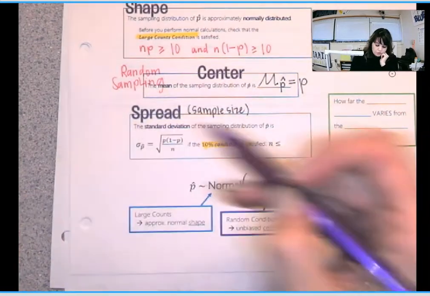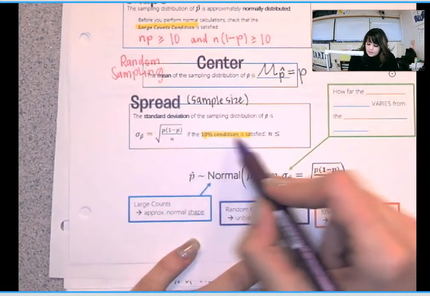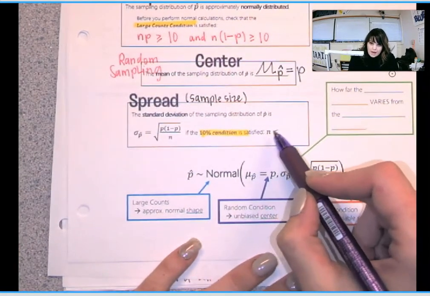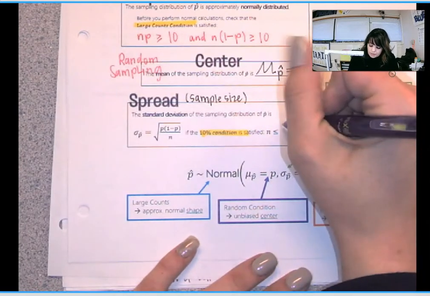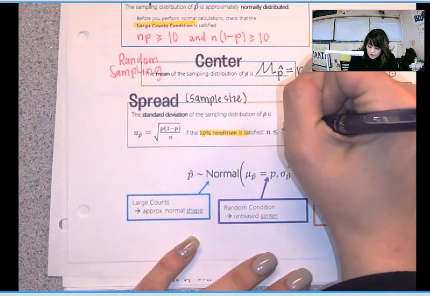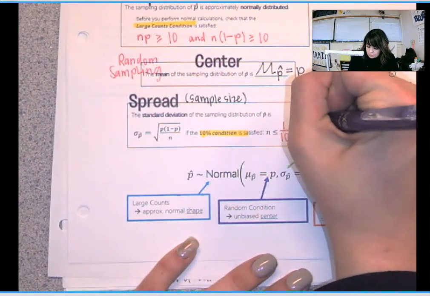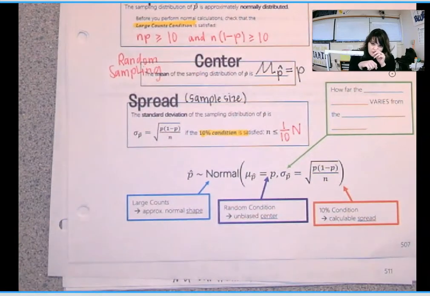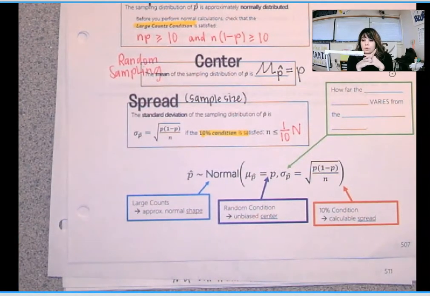Let me show you the formula. Your sample has to be less than or equal to 1/10 of your population size. So your sample cannot be bigger than 10% of the population. Your sample cannot be bigger than 10% of the population.